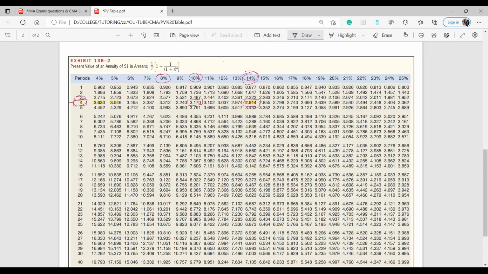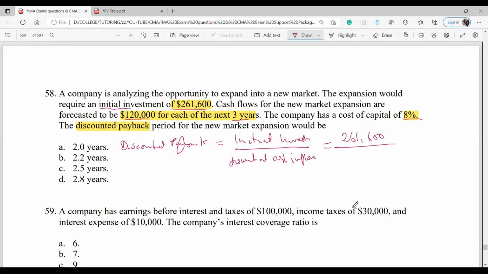120,000 multiplied by 2.577 is 309. So we multiply that. So what will be is 120,000 multiplied by 2.577, and that gives us 309,240. Okay. So divide that, we get 0.8459. Okay. So this means of the entire 3 years project, it's going to take us 84% of the time to recover the whole amount.